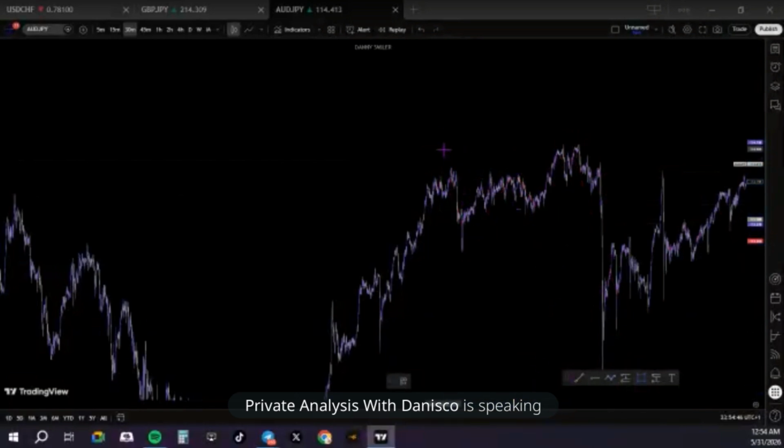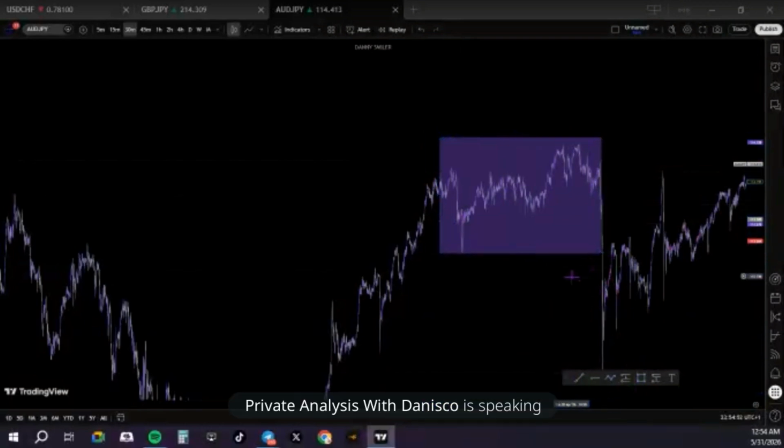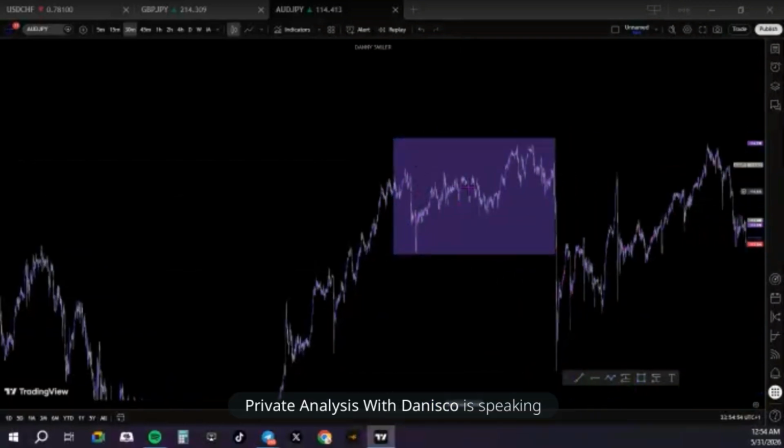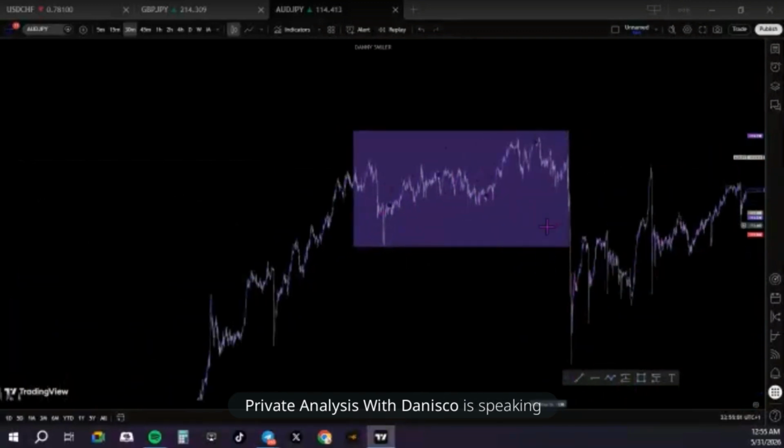You see that we have it like this. I mapped out the choppy market. You see, price has been ranging inside here, then this happens to be the breakout. So this is a choppy market. Do you understand? All right, so this is a choppy market.